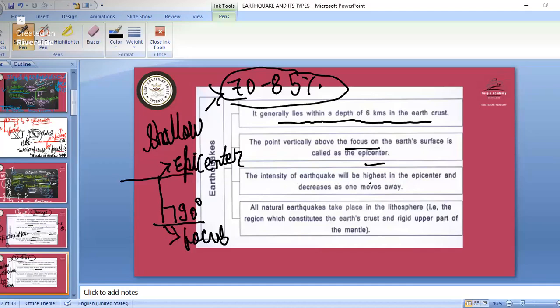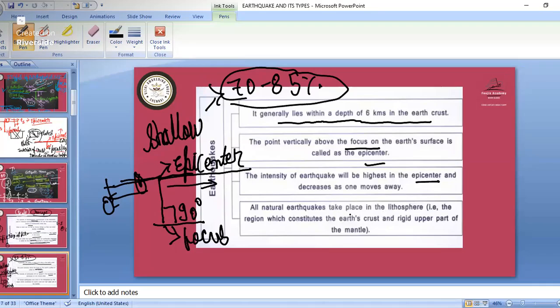The intensity of the earthquake will be highest at the epicenter. As I said in the previous part, at this particular point the intensity will be higher, which means the damage will be maximum here. And here the magnitude also will be maximum. Now as it moves further in both directions, the intensity somewhat decreases from this point, and then decreases further. In this way the intensity decreases as one moves away.